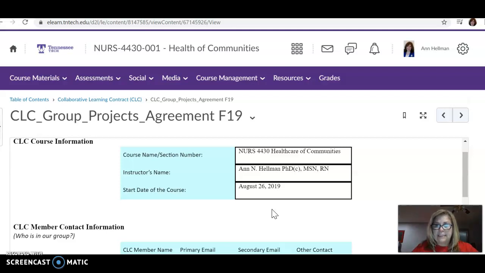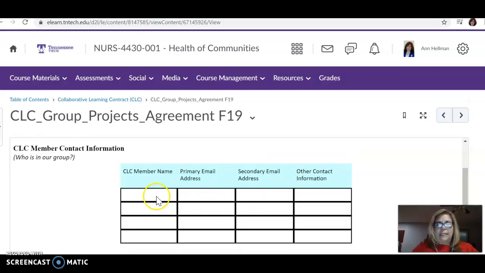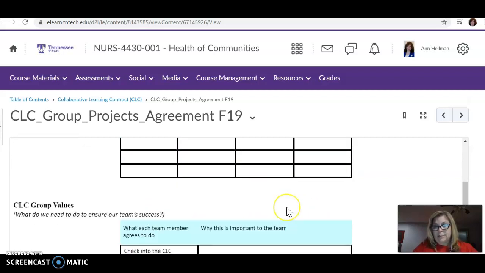So this collaborative learning contract, when you select your group members for the vulnerable population paper and presentation, I need you all to sit down together or discuss this over Zoom or however it is that you want to come together. We don't have to come together in person anymore. But what you're going to need to do is complete this, and every person will need to submit it right now. I may go back and reset it up into groups. If so, I'll let you know. But every member needs to be listed, their primary email, their secondary email, and any other contact information.